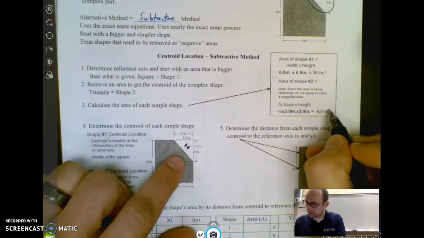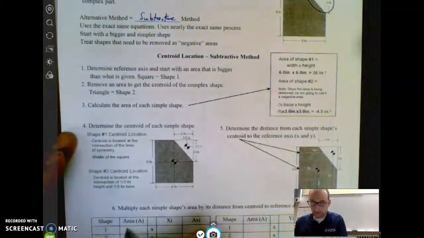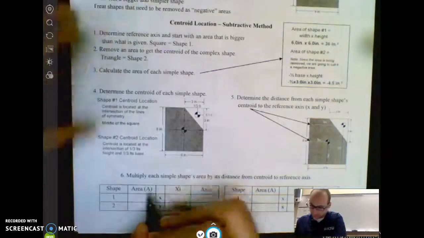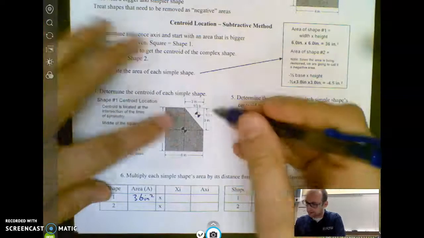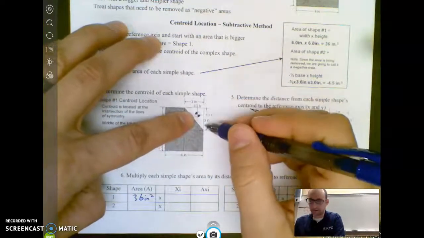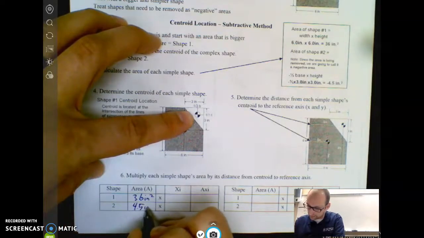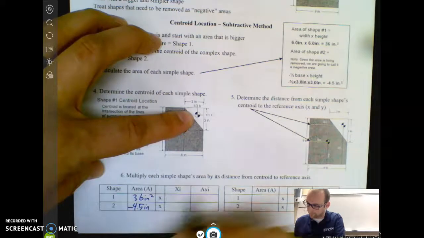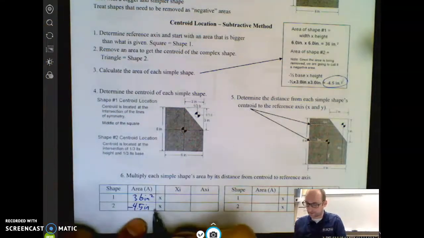So when you look at this, the whole shape 1 is the whole thing. That would just be a 6 by 6 square, or 36 inches squared. The area of the other piece is a 3 by 3 triangle, and 1/2 base times height would say that's actually 4.5 again, except it's negative. And it's negative because you're removing it from the picture. You don't want to use a positive here.